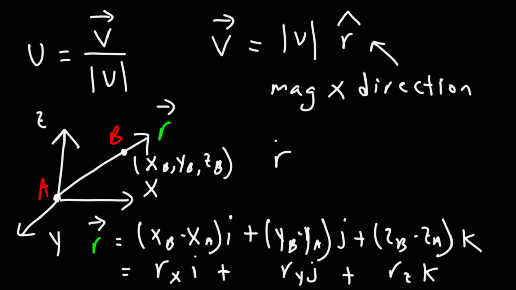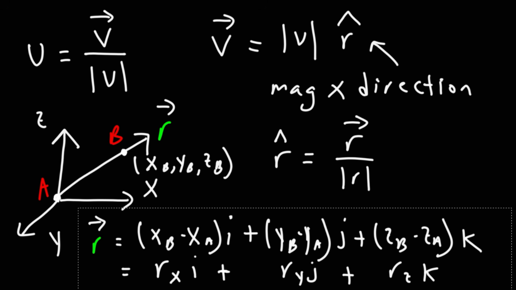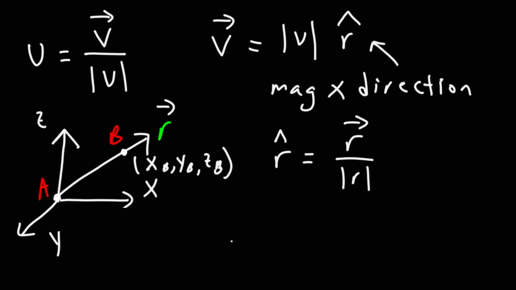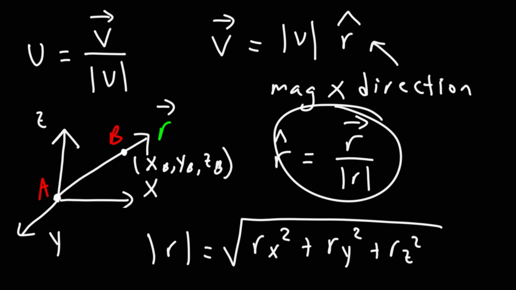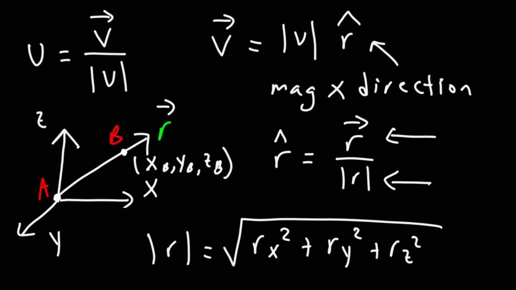Now, R hat is basically the position vector divided by the magnitude of R. So you have the position vector R with this formula, which I'm about to delete. And you know the magnitude of R is going to be the square root of Rx squared plus Ry squared plus Rz squared. So anytime you need to find the unit vector R hat, you could use this formula. And you have the formula for the position vector R and the magnitude of R.